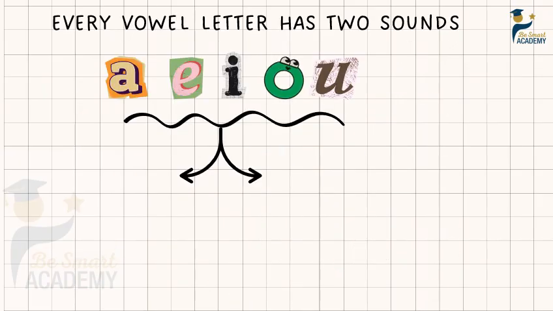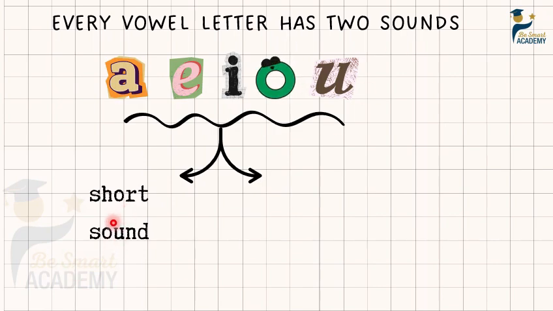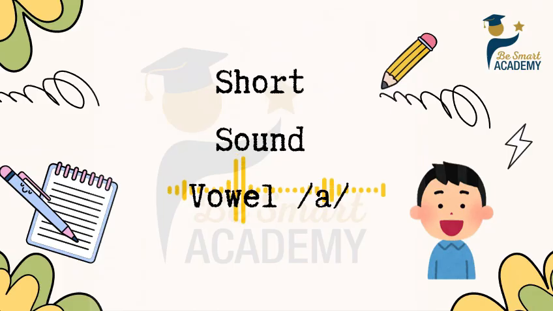Okay, and each and every vowel letter has 2 sounds. How many sounds? 2 sounds. So every single one of these letters, A, E, I, O, or U, has 2 sounds. The first one is the short sound, and the second sound is the long sound.